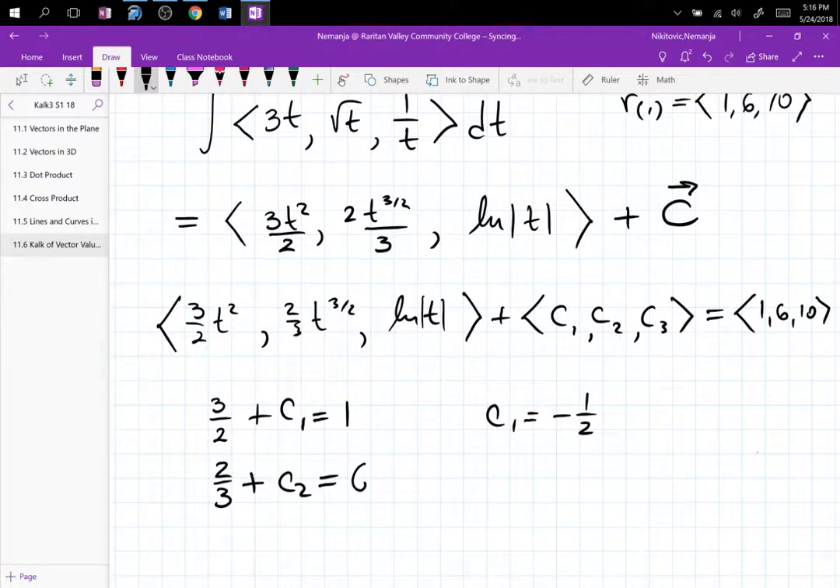Next one, when I plug in t equals 1, that goes away, I get 2/3 plus C2 is equal to 6. So from here we can calculate 6 minus 2/3, which is 5 and 1/3, that's 16 over 3.